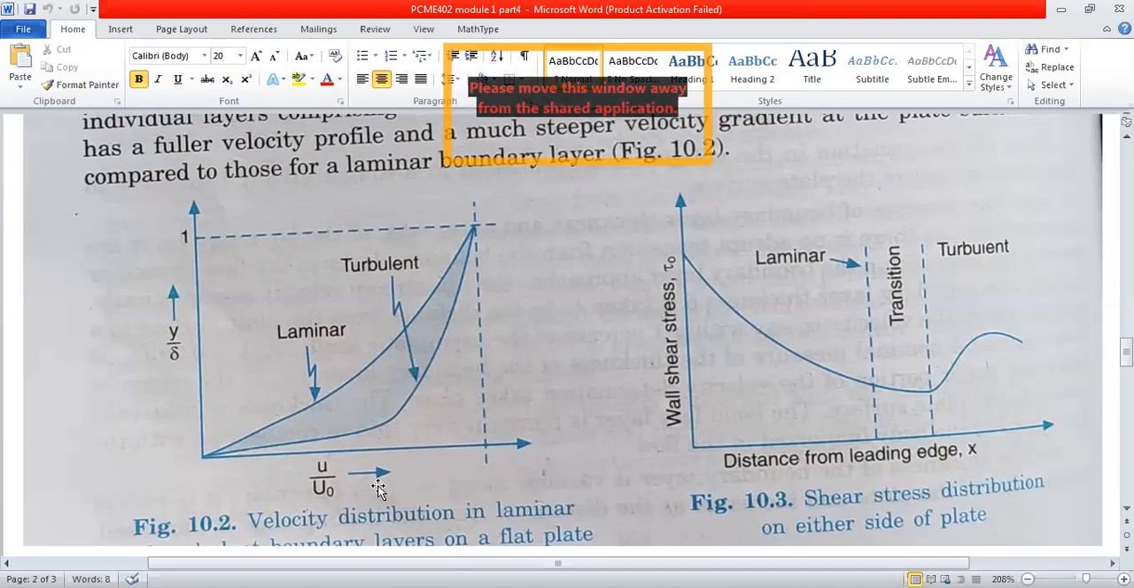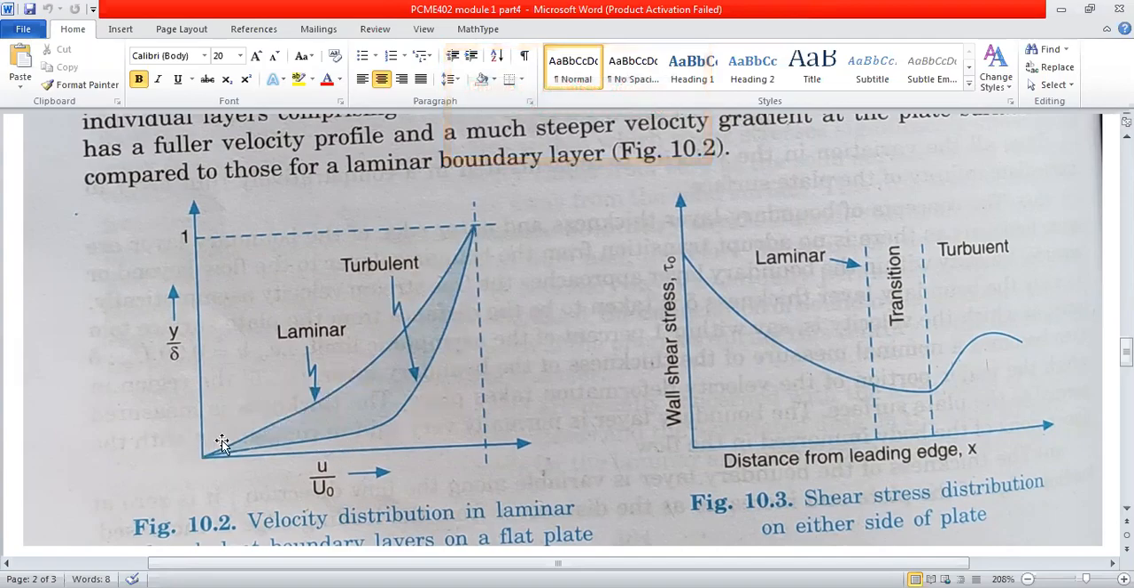So along the x-axis is u by u0, where u means final velocity, u0 means initial velocity, and y, that means displacement, by delta, that means boundary layer thickness. When we draw this curve, we get the laminar flow. In case of turbulent flow, we get this curve. So which one is more parabolic?